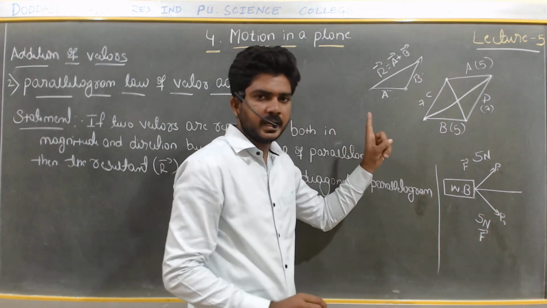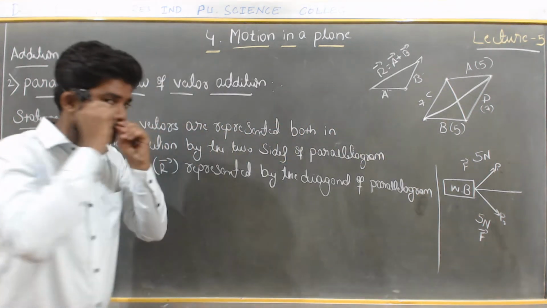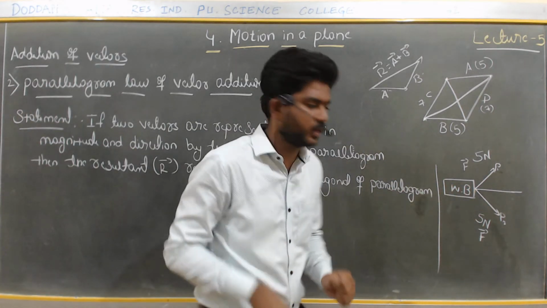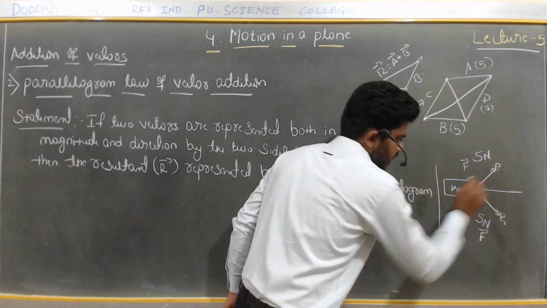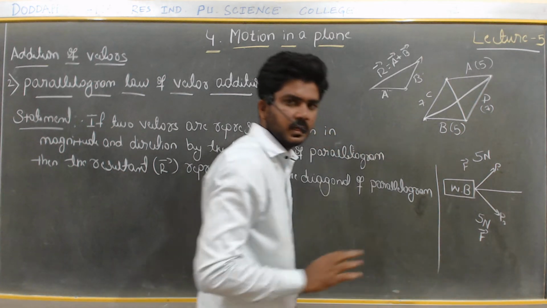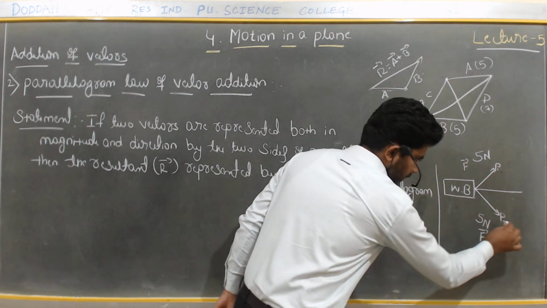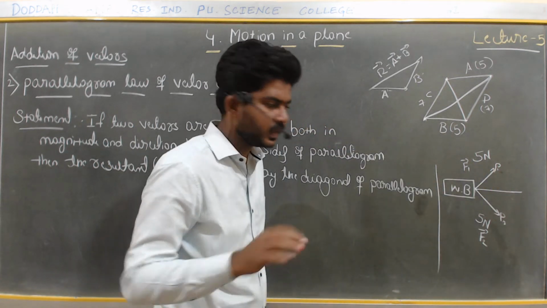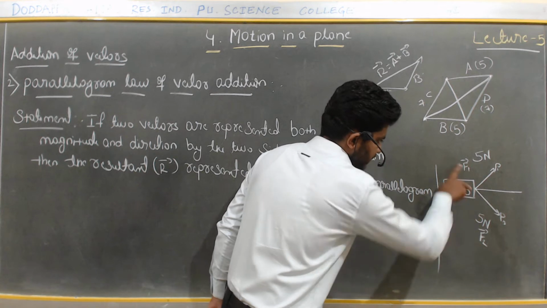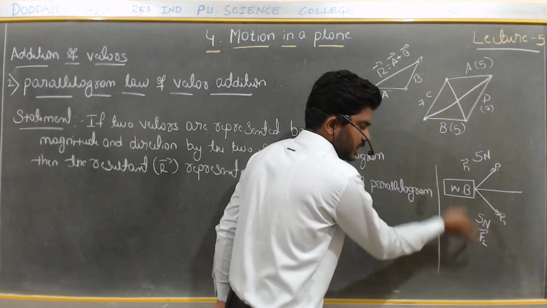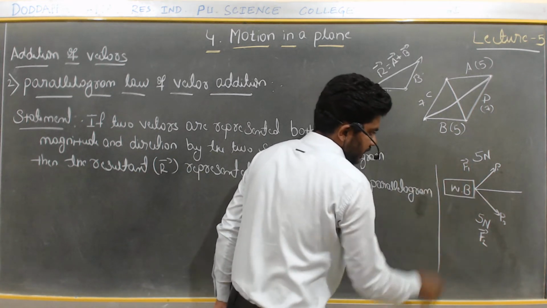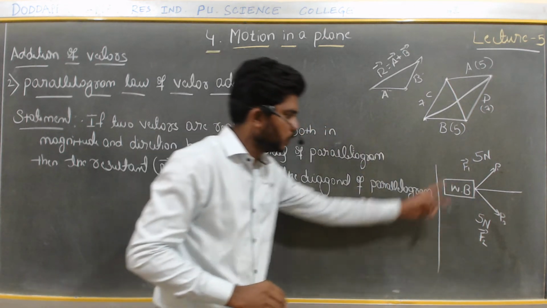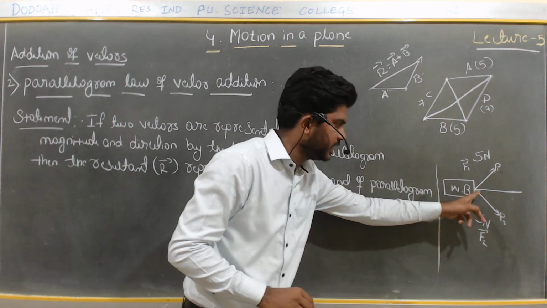Example: this law will be used when two vectors are acting on the same point. Here force is a vector quantity. Take F2 here and F1 here. Here the two forces, two vectors, forces are nothing but vectors. Two vectors are acting on the same point here.